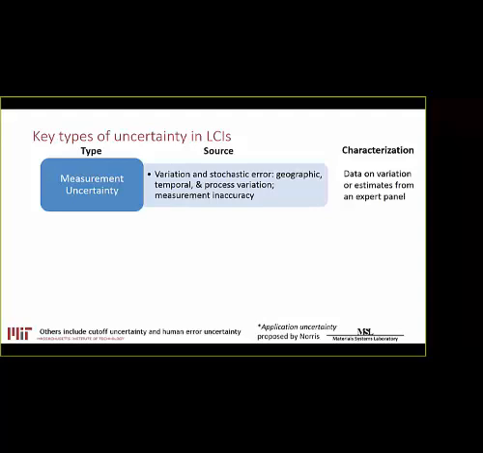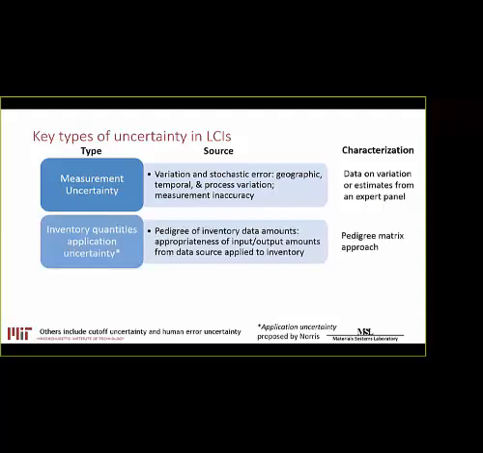This is what a lot of people would more technically call variation. For us, it's a little bit easier just to talk broadly about uncertainty, but this is really variation or stochastic error. Sometimes in a life cycle assessment, this could be due to geographic, temporal, or even process variation, depending on how you've aggregated your inventory. The way you can characterize this is using data on variation or even estimates from an expert panel, which is actually what's done in ecoinvent.